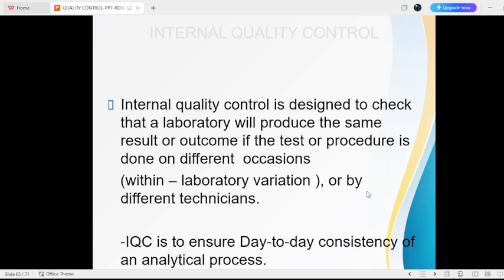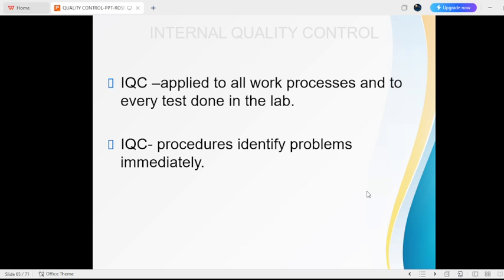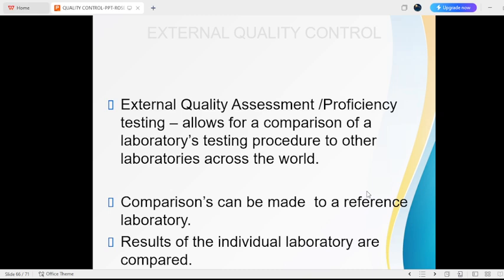Accuracy is to ensure day-to-day consistency of an analytical process. So it's very clear that internal quality control is used to check the laboratory variations. It is applied to all work processes and to every test done in the lab, and every day it is a must to do internal quality control. And these procedures identify problems immediately. We have to rectify it and again reload the test samples.